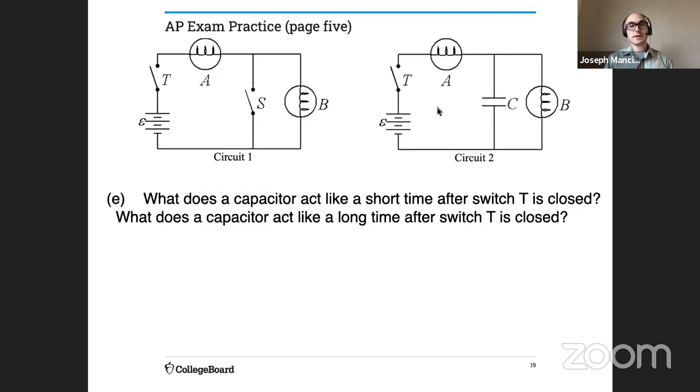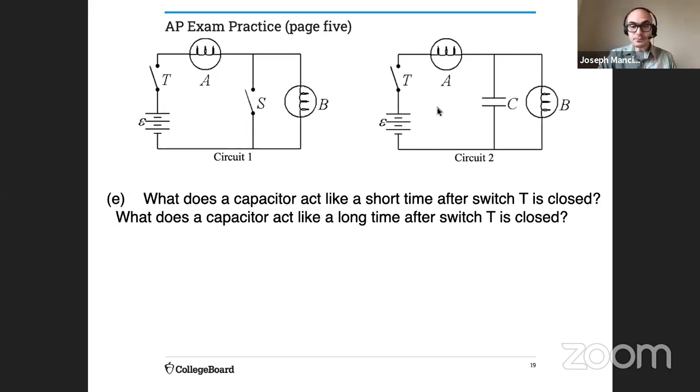So what does the capacitor act like a short time after the switch is closed, and what does it act like a long time after the switch is closed? Well, the moment that switch is closed, the capacitor isn't slowing the current at all. At that very first moment, there's plenty of room on the plates of that capacitor. Negative charges can get jammed in there without repelling each other, and negative charges can get yanked off the positive plate without electron holes pulling back on them, or positive charges pulling back on those electrons, if that's how you want to picture it.